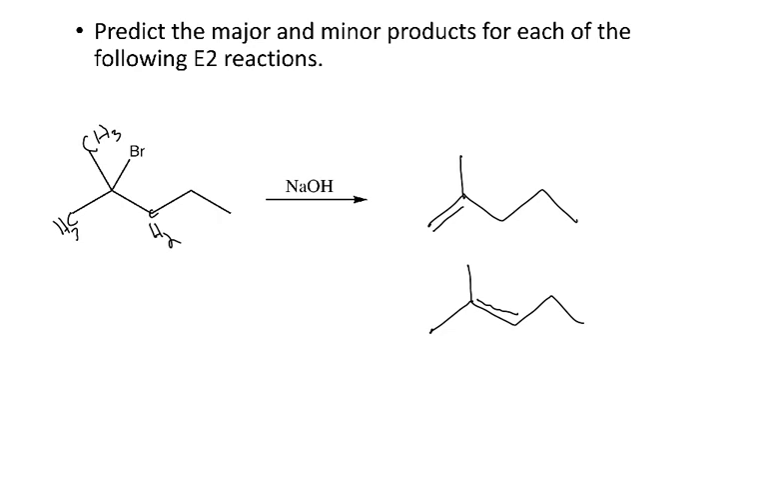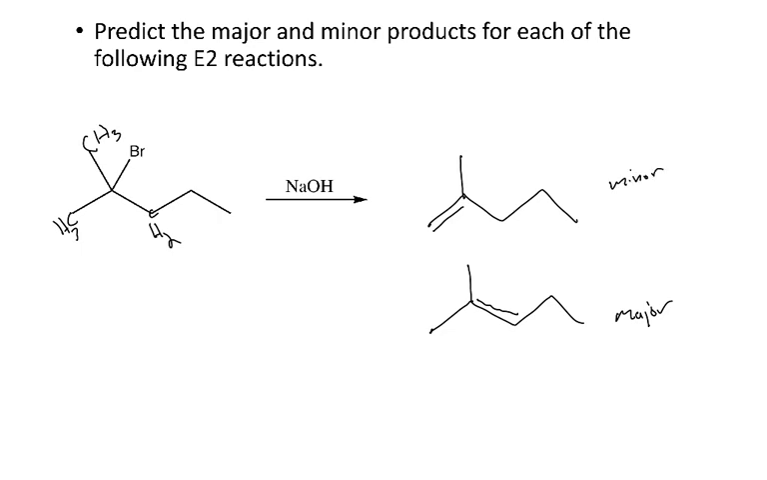So now I need to decide which one is the major product and which one is the minor product. So hydroxide is not a bulky base, and so if you remember our video on alkenes, more substituted alkenes are more stable. And so when I have a base that's not bulky, it's going to prefer the constitutional isomer that is more substituted. So because this one is tri-substituted, whereas this one is di-substituted, this is going to be my major product, and this is going to be my minor product.